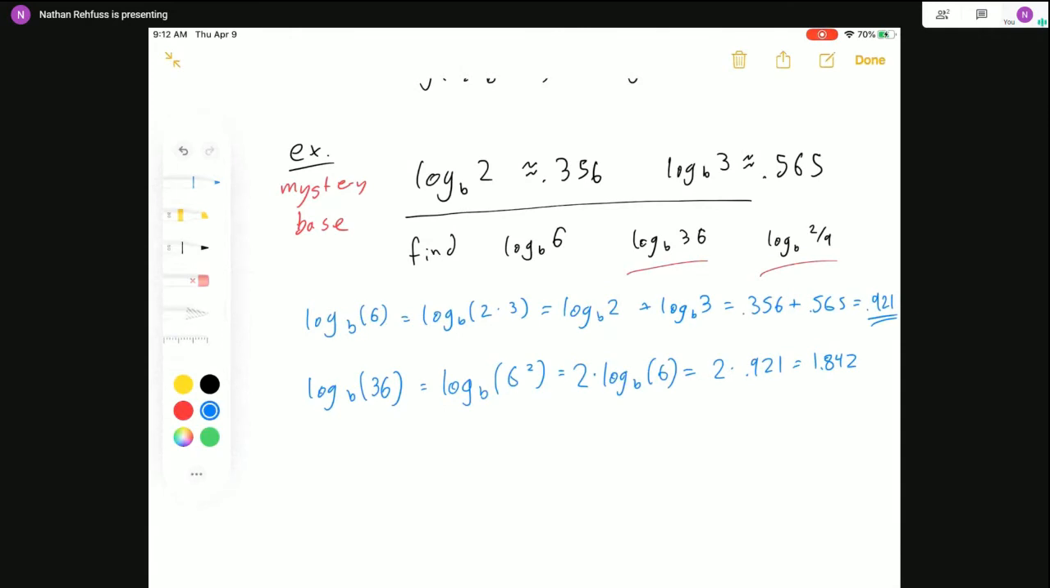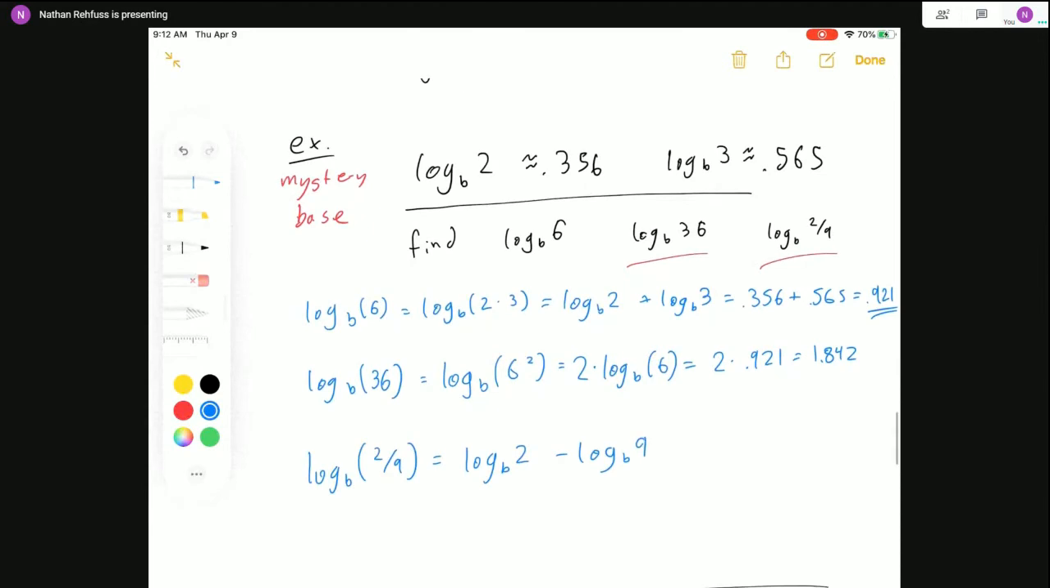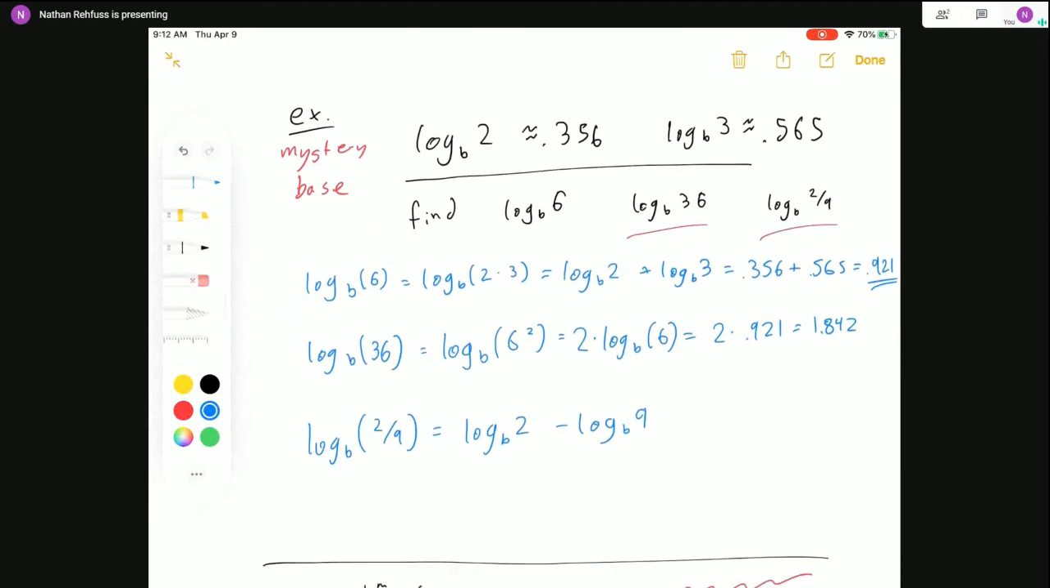As a matter of fact, if I asked you for log base b of 2 divided by 9, well, first off, I know that I have a quotient in there, so I'm going to get rid of that right away. This is log base b of 2 minus log base b of 9. And I have log base b of 2. I know that that's 0.356, but I don't have a log base b of 9. Any ideas what I could do to get a log base b of 9?